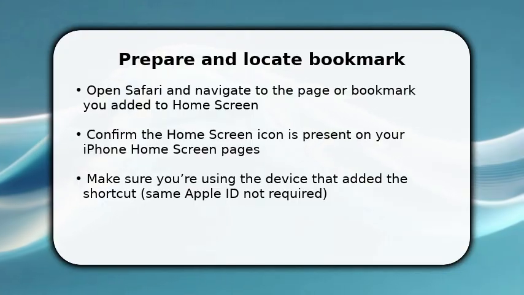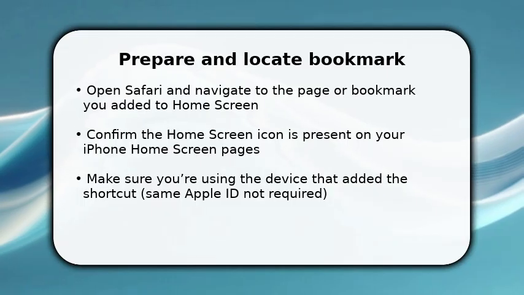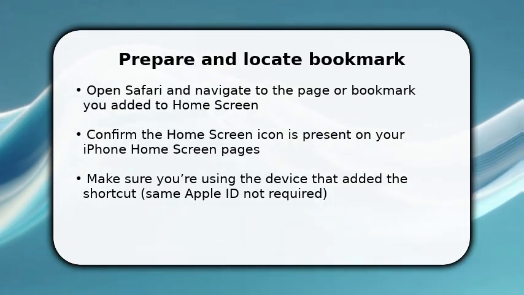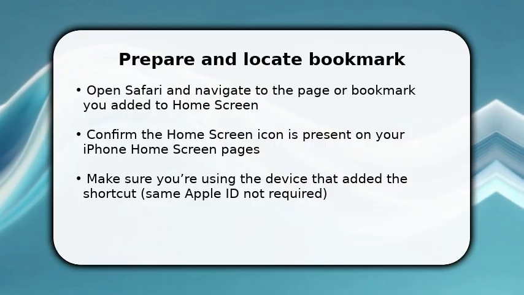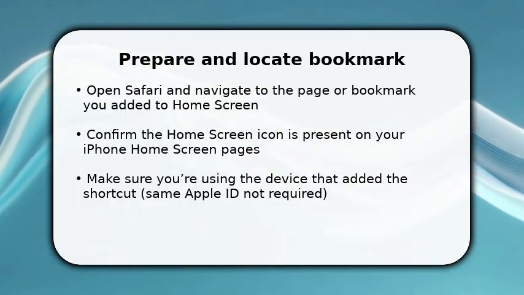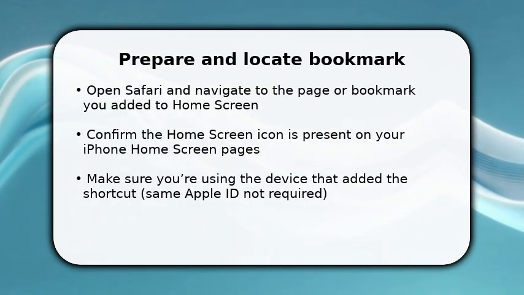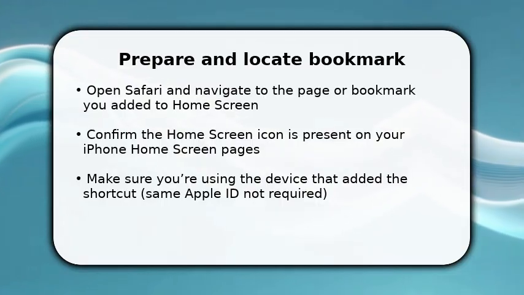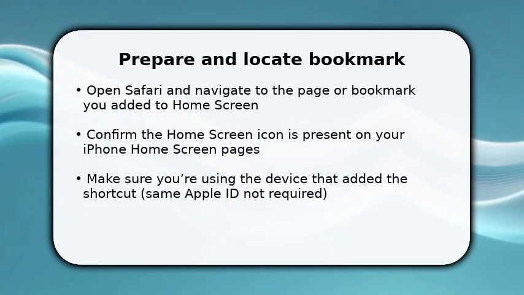You'll start by finding the home screen shortcut you want to remove. Open Safari to confirm the page source, then swipe through your home screen pages until the icon appears. Once done, make sure the icon isn't inside a folder. If it is, you'll open that folder first.